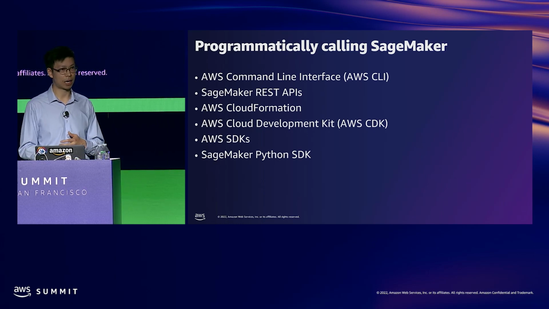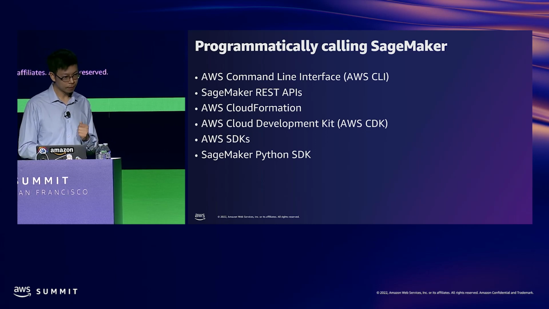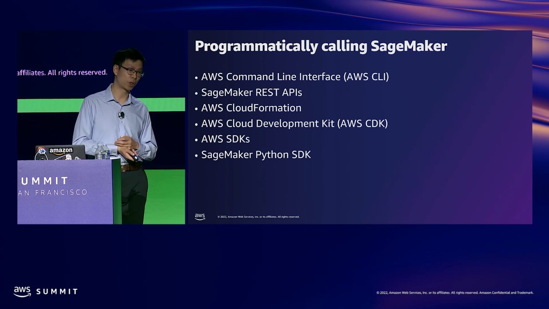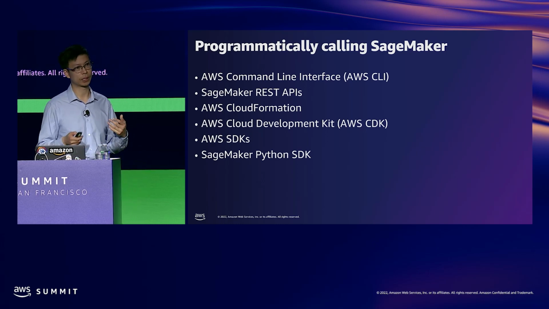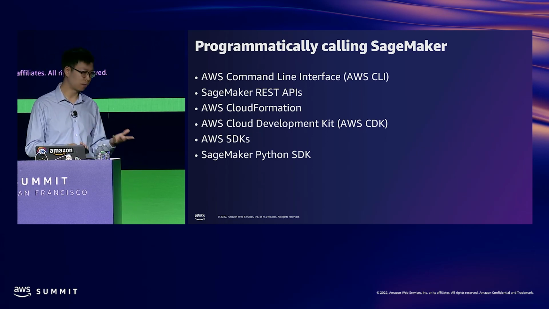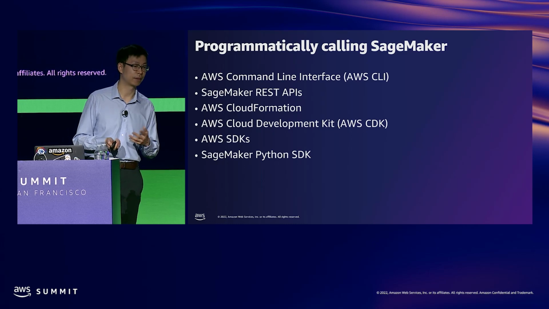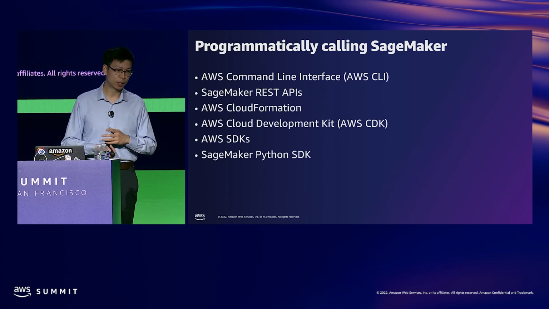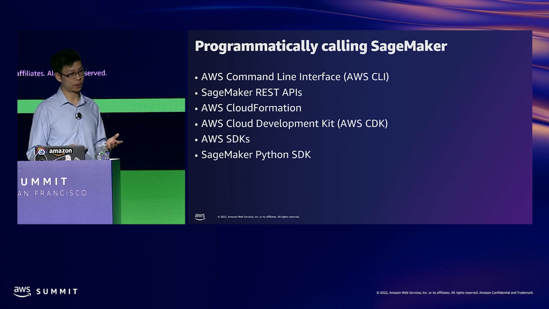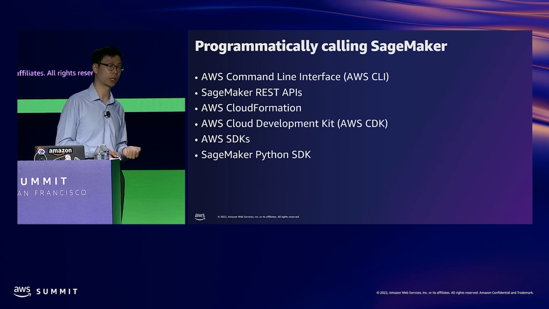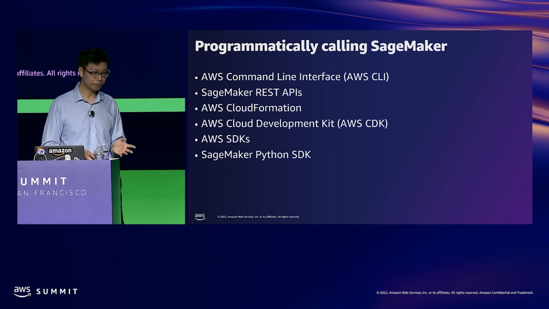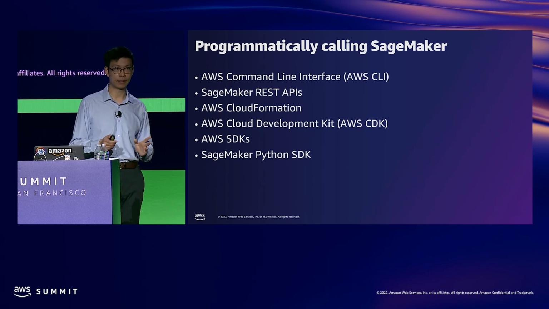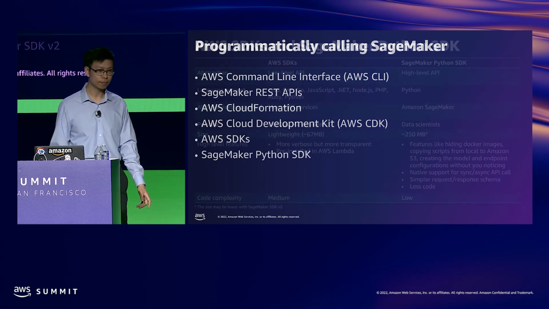Alternatively, you could call our REST APIs directly. If you're trying to programmatically set up SageMaker, we also offer different infrastructure as code options, such as CloudFormation and the AWS Cloud Development Kit. Now, if you're trying to call SageMaker through an SDK interface, we have the AWS SDK and the SageMaker Python SDK. So the SageMaker Python SDK is unique to SageMaker. Let's take a look at what the differences are between these two.